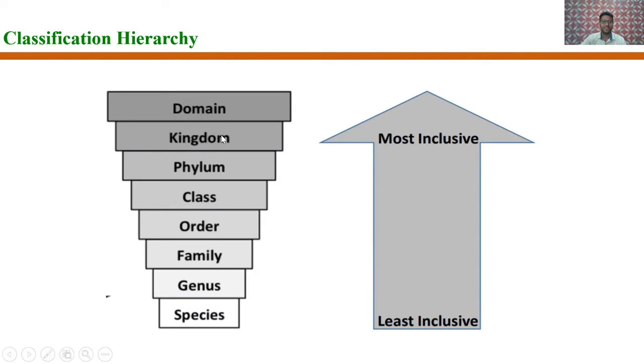Here, as you can see, the hierarchical system which has been established. It starts with species, then genus, family, order, class, phylum, kingdom, and domain. The species is the least inclusive group among these categories, and the domain forms the most inclusive group.